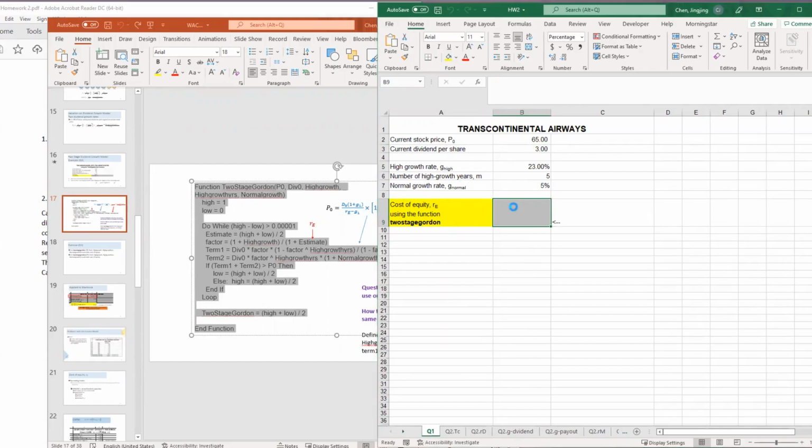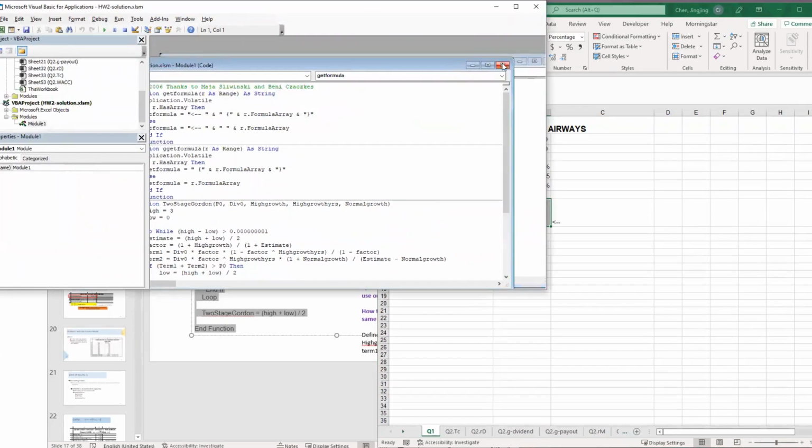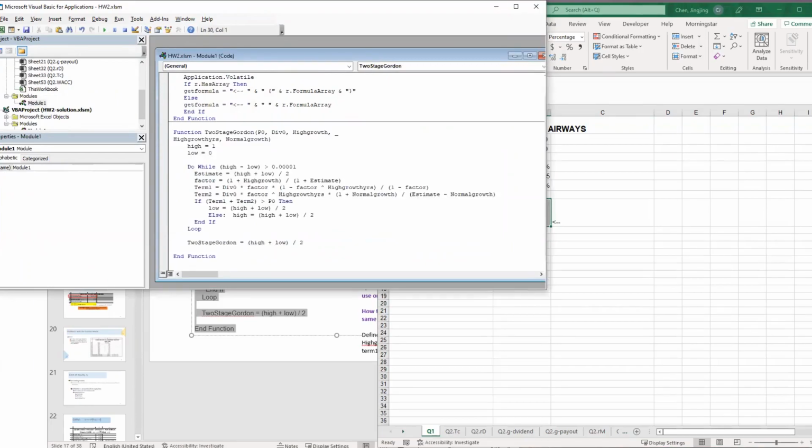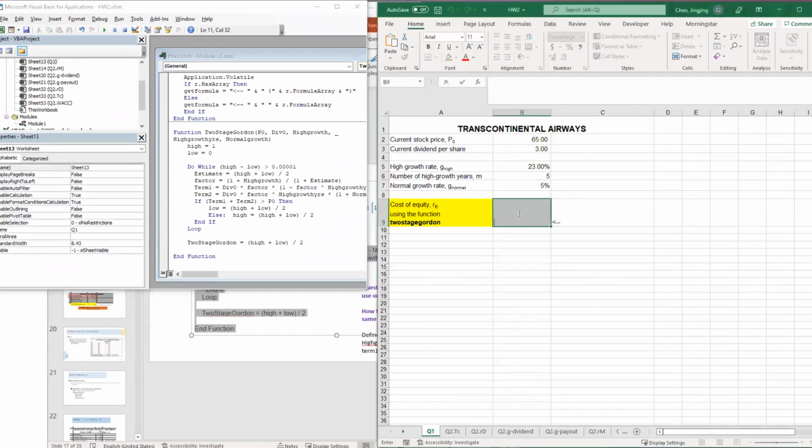So I'm going to go ahead and open the VBA. And I paste the code here. Now I have defined the two-stage Gordon. The first variable is price 0. Second variable is dividend 0, the current dividend. Third one is the high growth rate. Fourth is the high growth years, so 5 years. And finally, the stabilized growth rate.